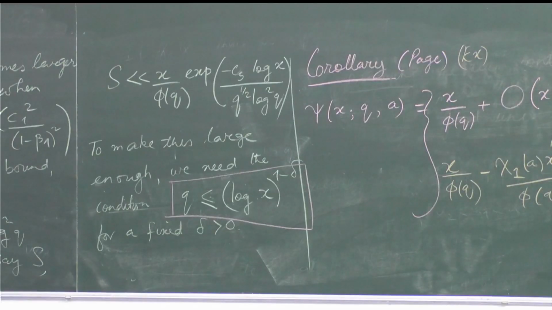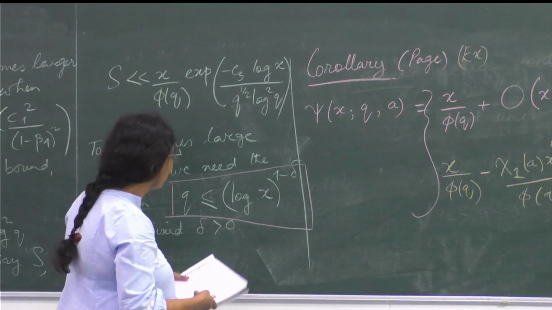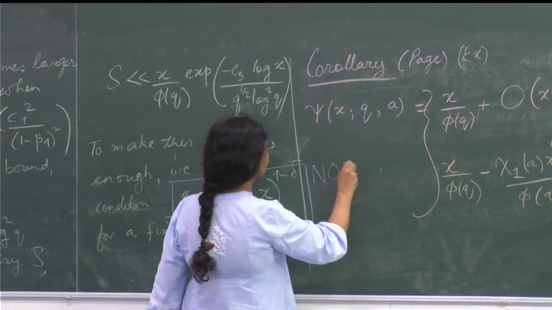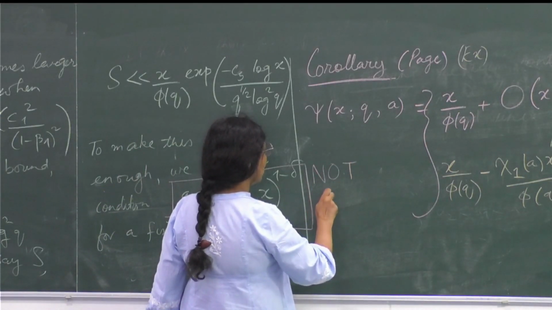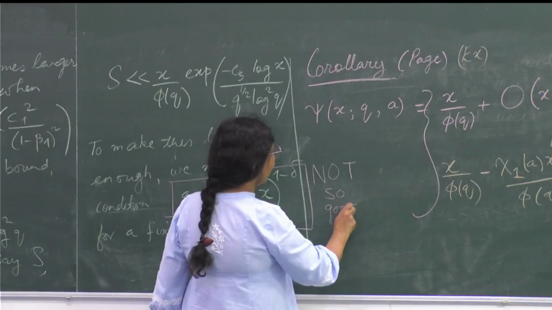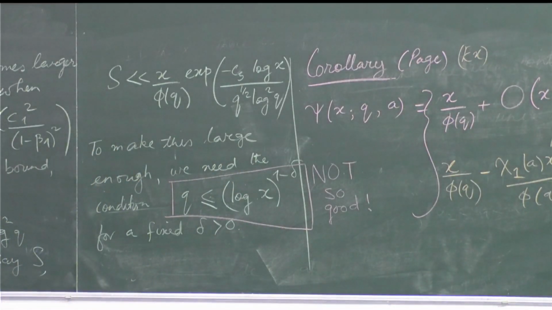So this is a constraint. Okay. This is not so good. I mean, you would like it to be, you would like more q to be included. Okay.